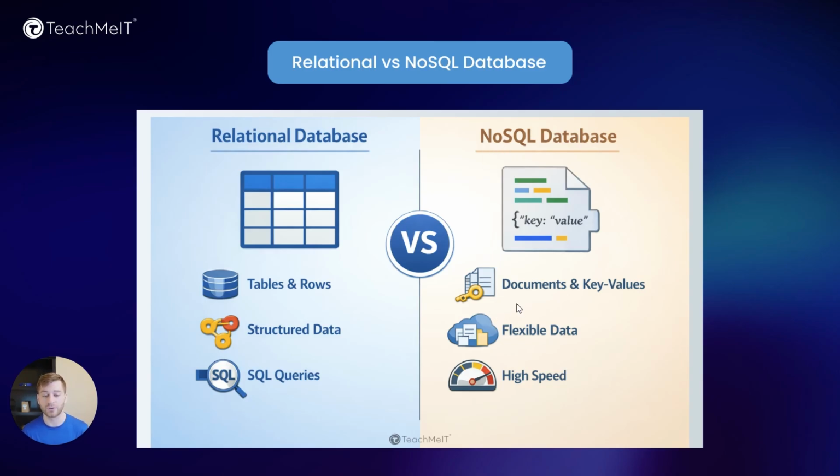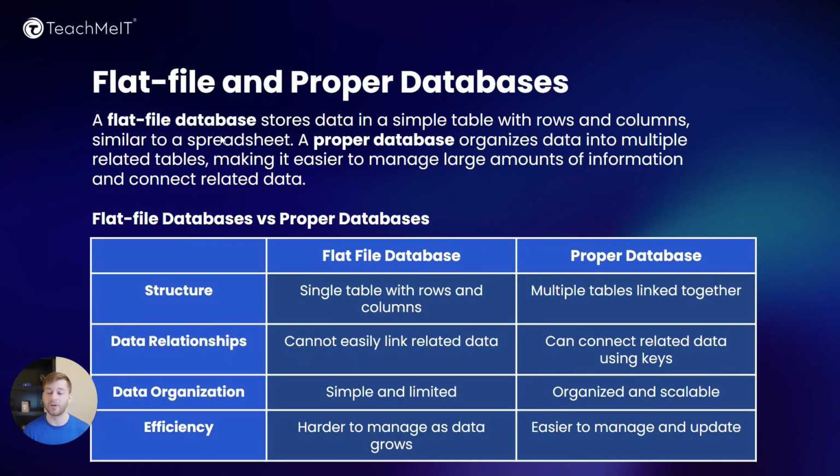NoSQL or non-relational databases allow for documents to store data, and they usually use key values. They generally have very flexible data and data types, and they often have high speed just because they're rather simple. Next up is flat file and proper databases.